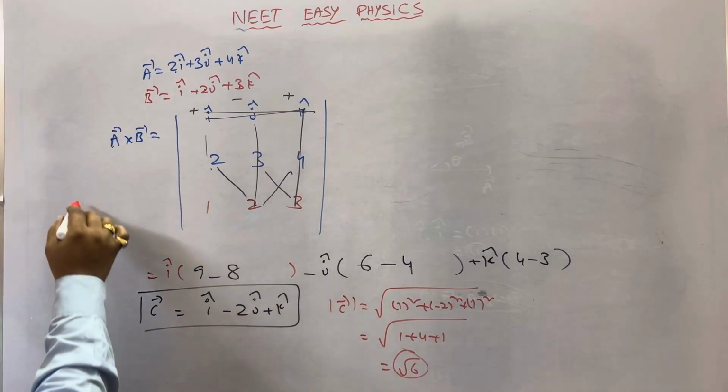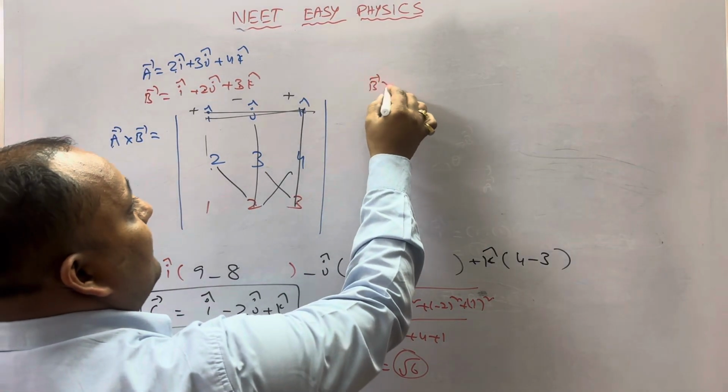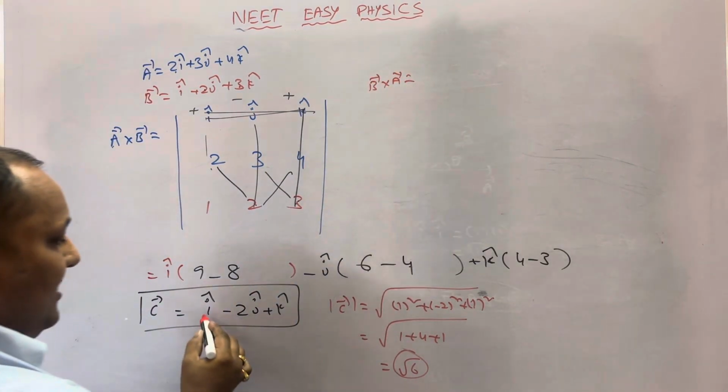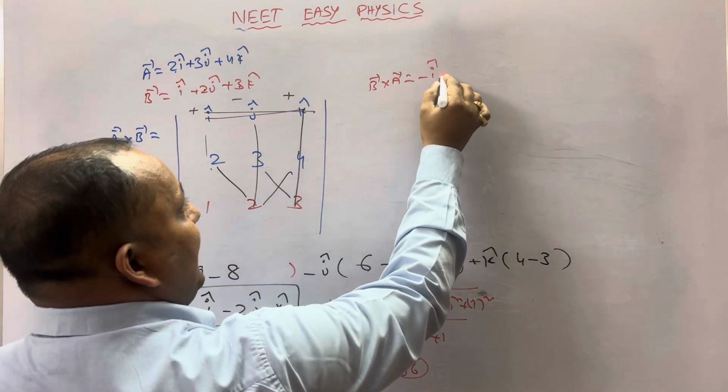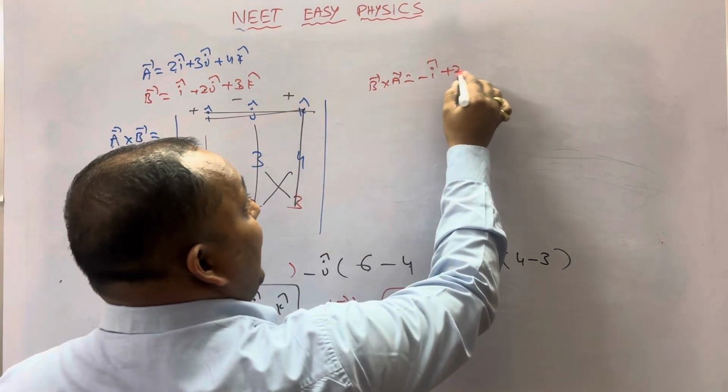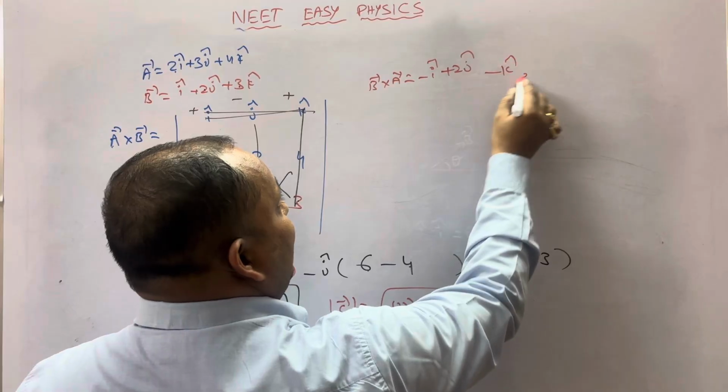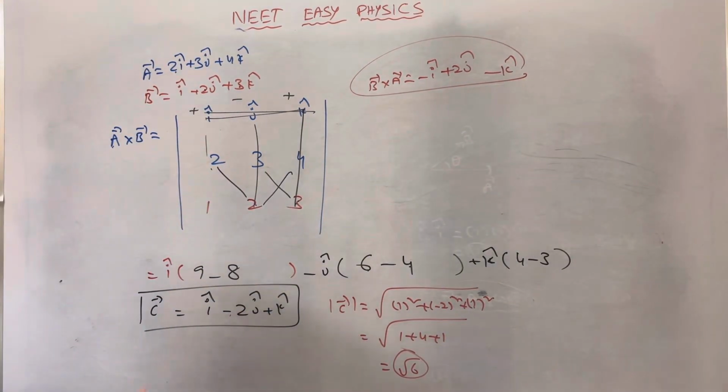If they ask, let us assume, B bar cross A bar, we just have to reverse this: minus i cap plus 2j cap minus k cap. Minus will become plus, plus will become minus. This is how to do the cross product of two vectors.